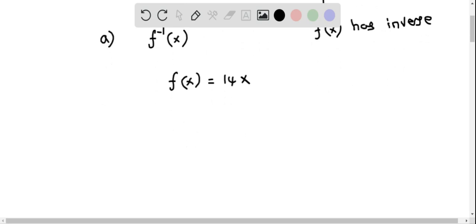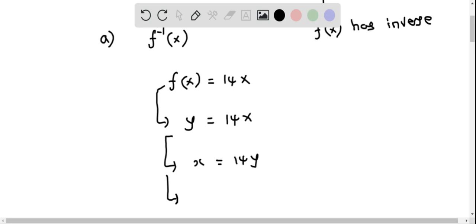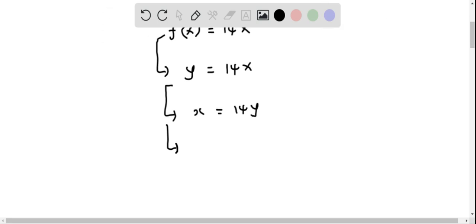The first step in finding the inverse of this function is we replace f(x) by y. So we have the equation y = 14x. In the next step, we interchange x and y. So therefore, y becomes x, and this 14 times x becomes y. Now, in the next step of finding the inverse, we have to solve for y from this equation.